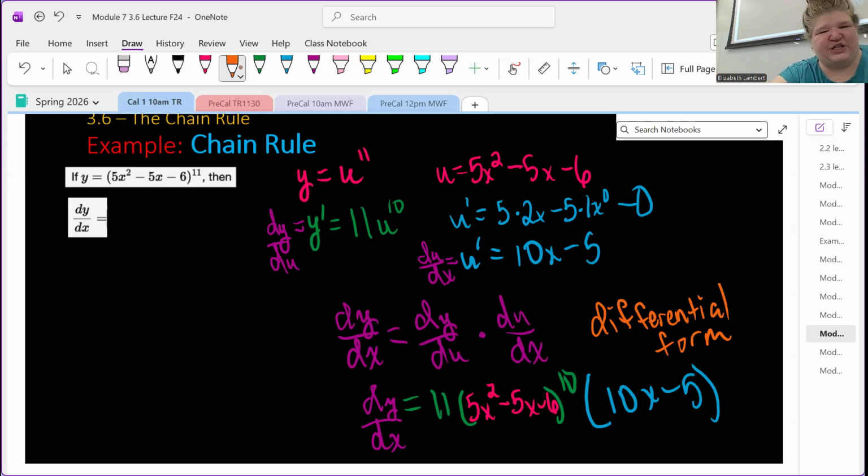We don't do that at first when we're learning about derivatives, because we want you to think of the derivative and what you're taking it with respect to as together as an operand, but they can kind of be separated. So we ended up with 11 thing to the 10th times the derivative of thing.